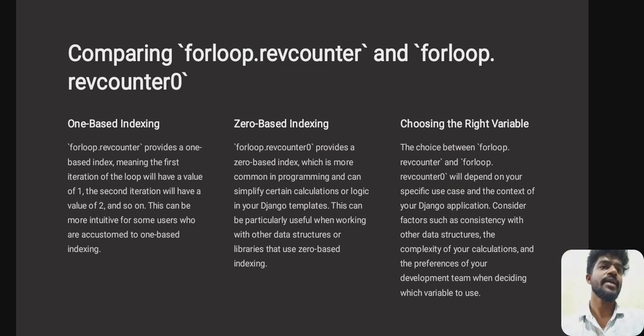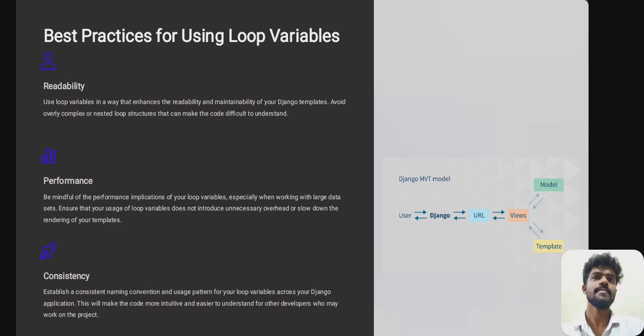Comparing forloop.counter and forloop.counter0: one-based indexing, zero-based indexing, and choosing the right variable. Best practices for using loop variables: readability, performance, and consistency.